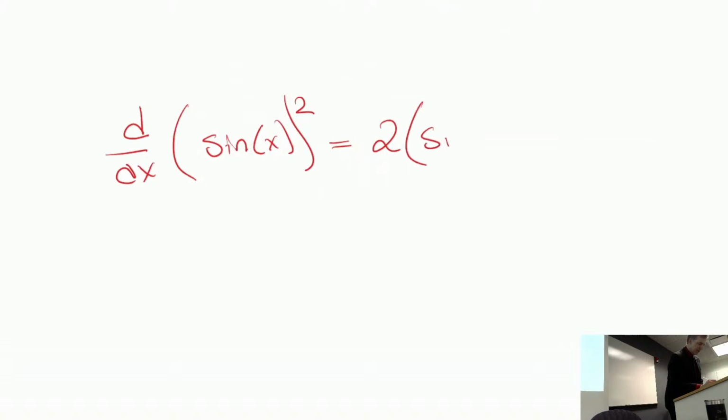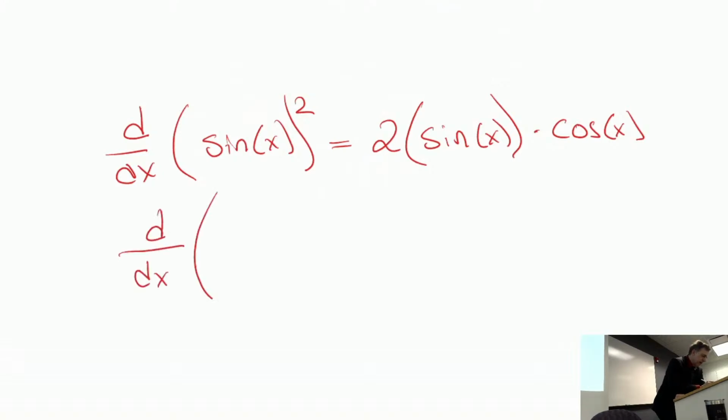Let's say we had the derivative of, we'll pick something easy, sine of x squared. Okay, so we're going to do 2 times, leave the sine alone. Chain rule, though, says, what do I multiply that by? And what is the derivative of sine? Cosine, yeah. There it is. So cosine. Okay, let's do one more just to have fun with this.